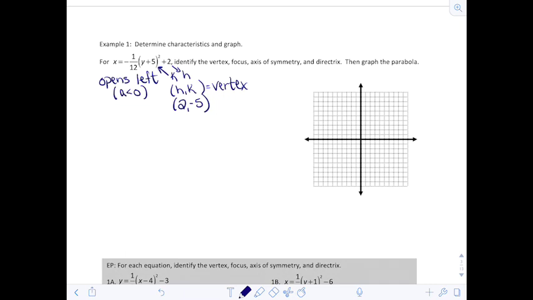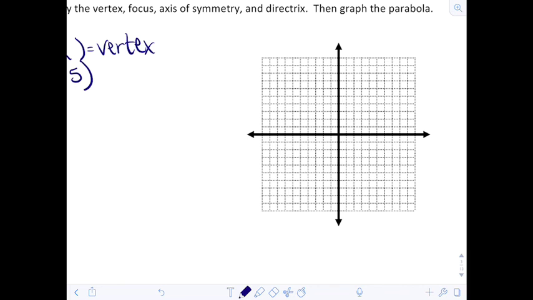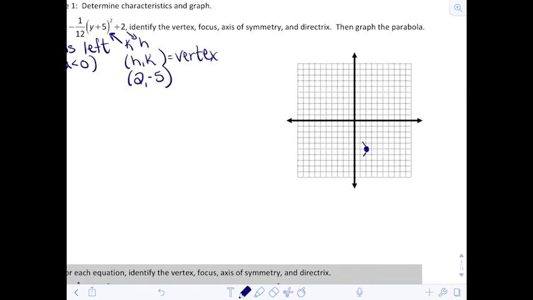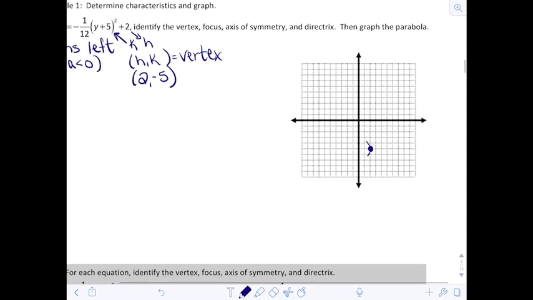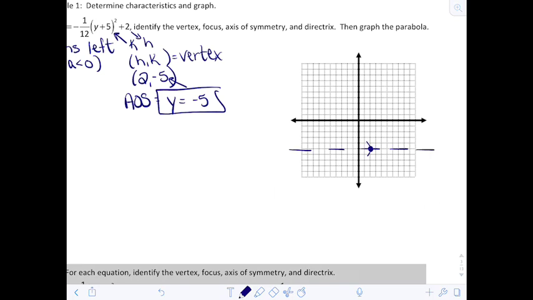I'm going to come over and graph that. Over 2, 1, 2, 3, 4, down 5. Now this is going to open to the left, so I could maybe start those coming out from the side. My axis of symmetry is going to be y equals negative 5. It shares that y value with the vertex, and it's going to be symmetric about that.